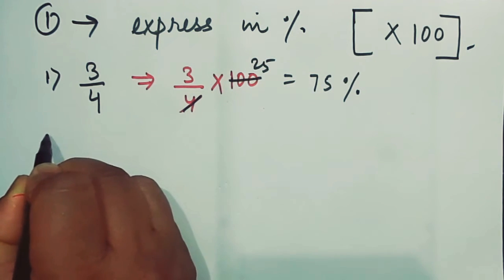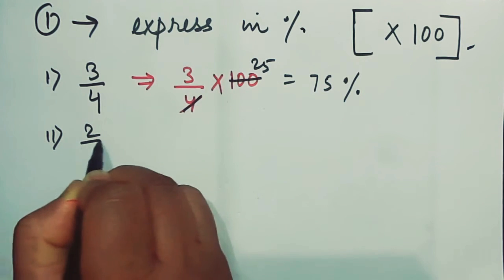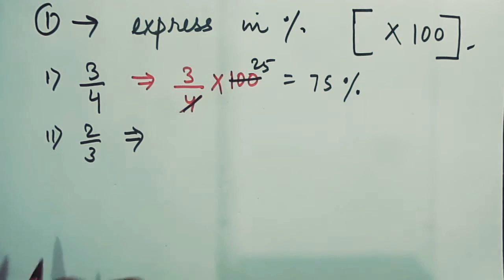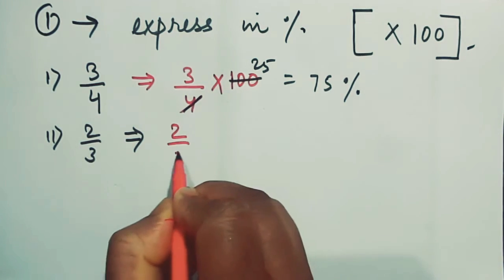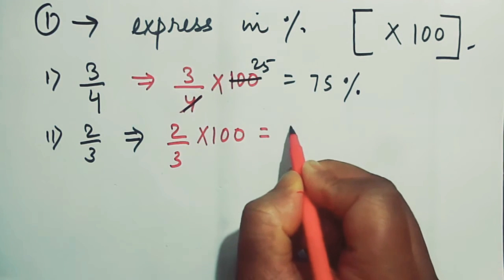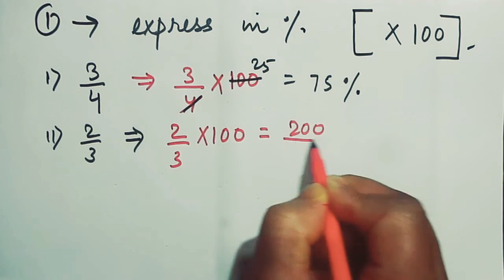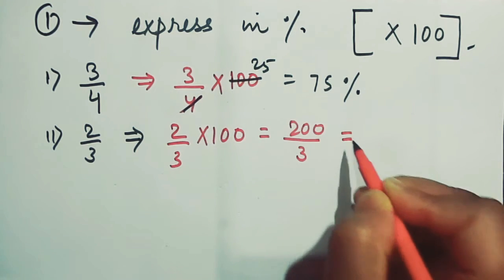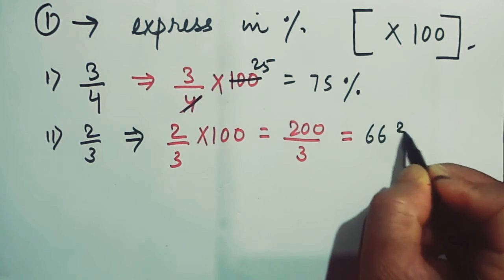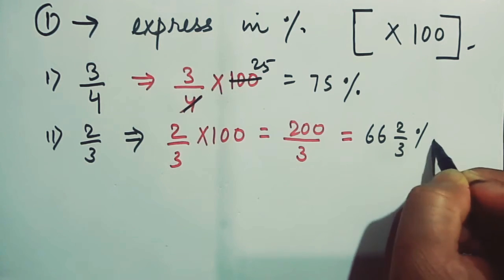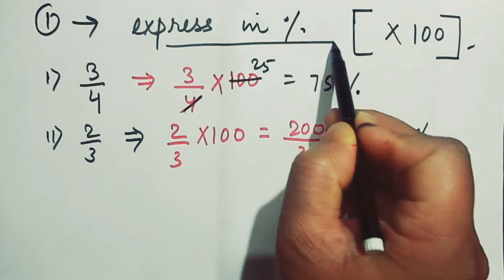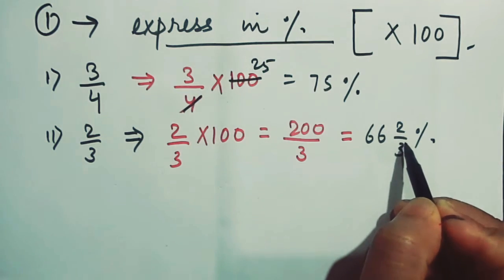Let's go back once again. In number 2 we have 2 by 3. The same thing. If you multiply this by 100, you will get the value 200 by 3, and when you divide it, naturally you will get the value 66 2 by 3 percentage. We were asked to express in percentage, and that is what we are doing.